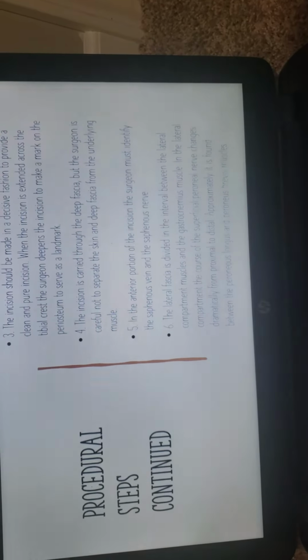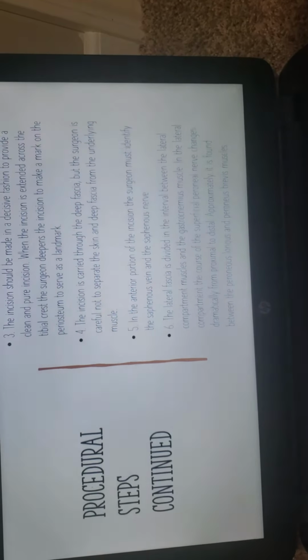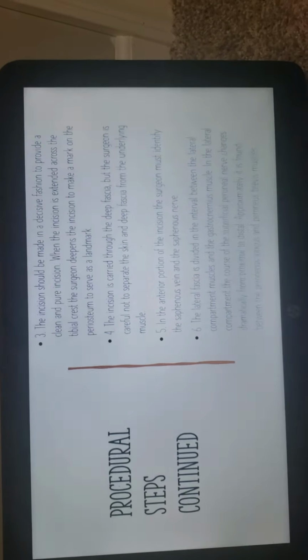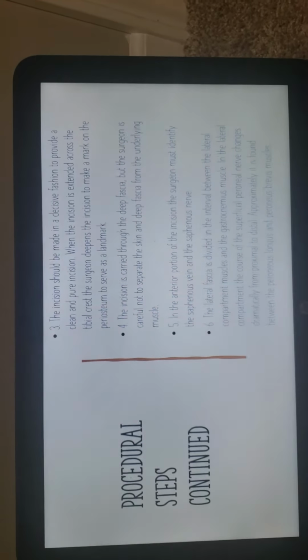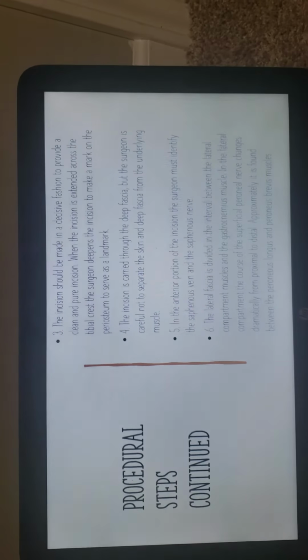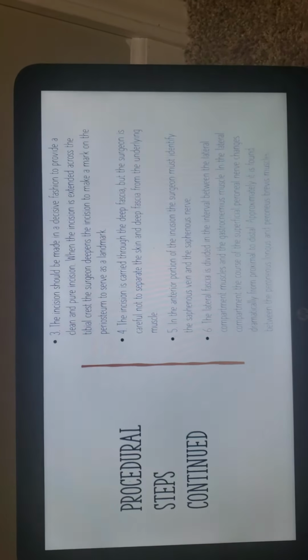So, number 4, the incision is carried through the deep fascia, but the surgeon is careful not to separate the skin and deep fascia from the underlying muscle. Number 5, in the anterior portion of the incision, the surgeon must identify the saphenous vein and the saphenous nerve. The CST needs to have plenty of hemostats ready to pass, because at this point they are going to be clamping off a lot of vessels and nerves.